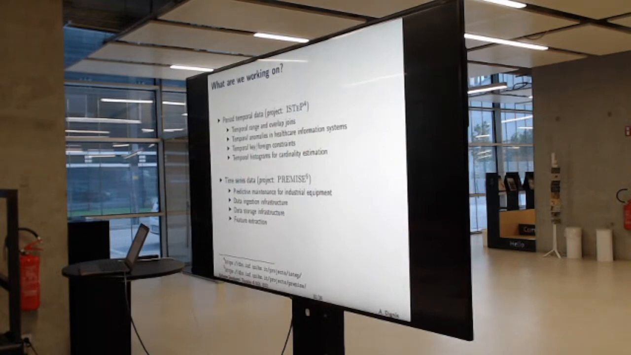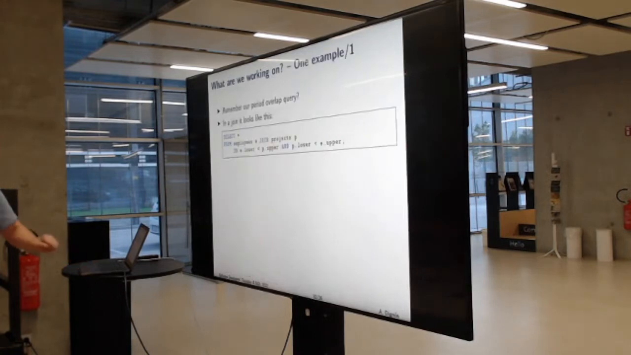For the first, I just pick out one simple example that we worked on. If you remember this overlap query that we had at the beginning, we can also use that in a join. Here we have an example. We have a table employees that stores contracts of employees, and a table projects, and we want all employees which overlap with the project duration, so that we can find the employees that we can assign to this project. That's why the contract of the employee has to overlap with the period of the project.